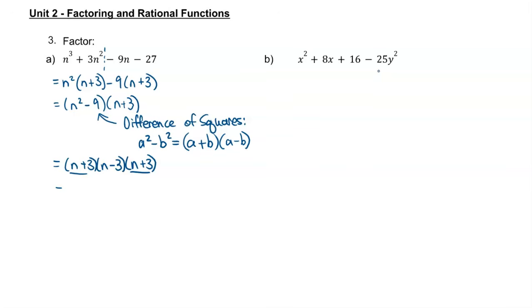And so now that is fully factored, but we could just combine the n plus 3 terms to get n plus 3 squared times n minus 3. And now that is fully factored. So always watch for that. You never know when a difference of squares or something could pop up after you've already factored the first step.